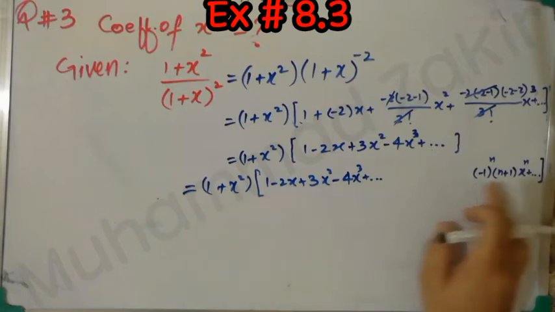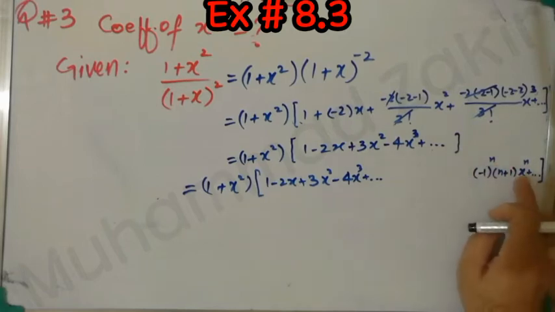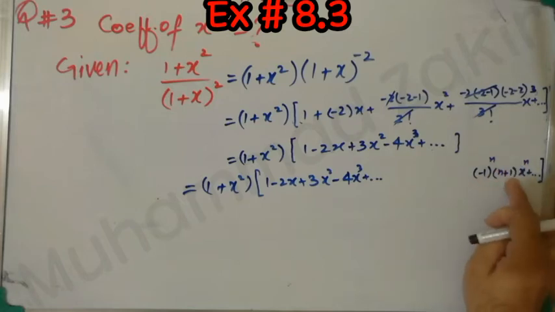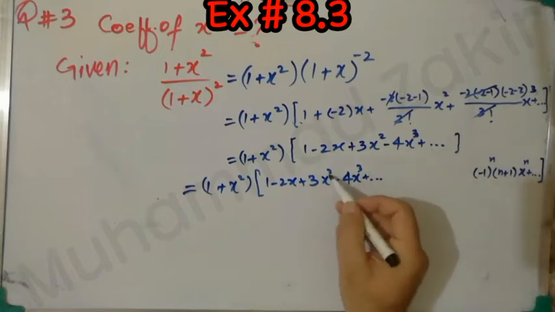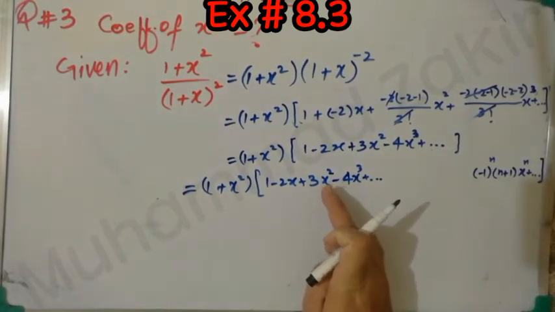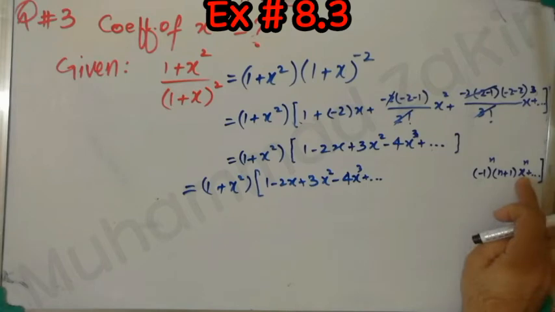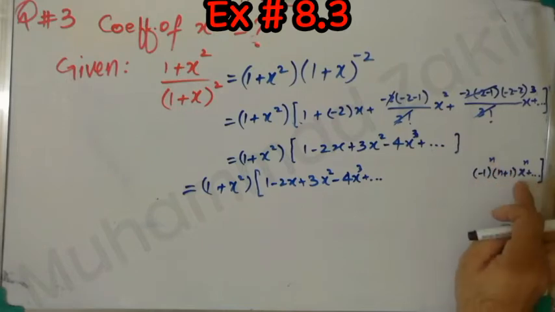This general term is valid only if from it we can find these terms. If we substitute n equal to 1 here, it will become x, the coefficient will be 2, and the sign will be minus 1. So minus 1 times 2x will be minus 2x. Here we can see x power is 2. If I substitute the value of n as 2, it will be x square, the coefficient will be 3, and the sign will be positive, so positive 3x square.